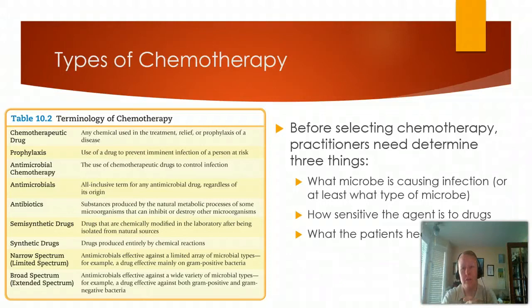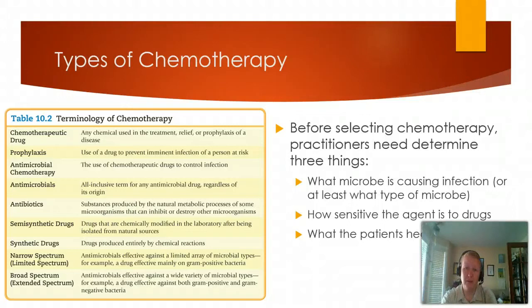Now, narrow spectrum means that it affects a very specific type of bacteria. So as you can see from the example on the chart, it affects only gram-positive bacteria. So it can be a very narrow window, whereas broad spectrum may be effective against positives and negatives. So this is kind of a shotgun versus the sniper approach. A shotgun approach is one that's great when we don't know what's going on and we just need to clear it up, whatever it is.